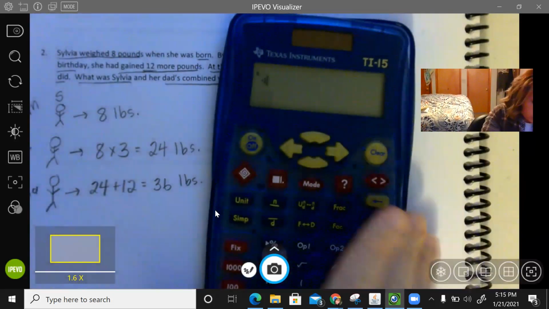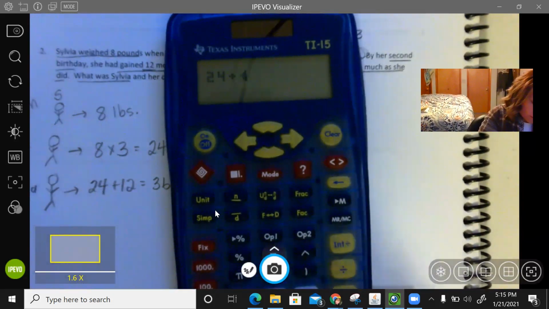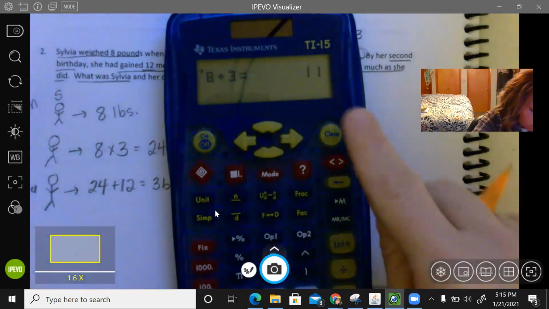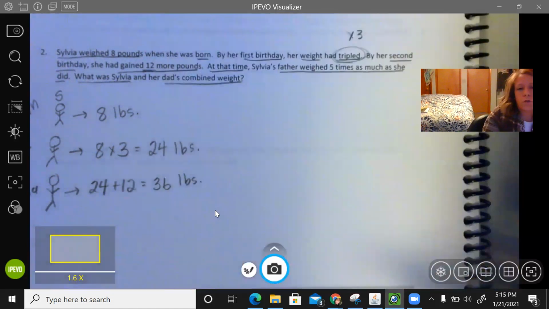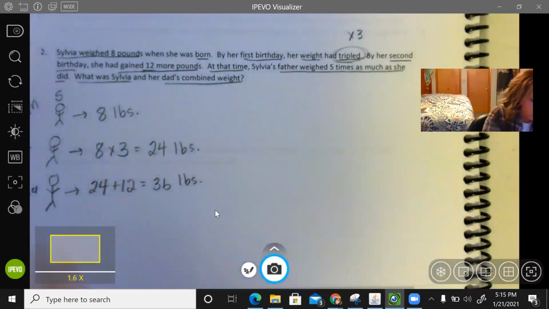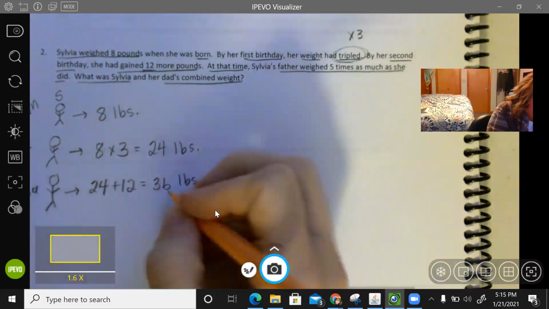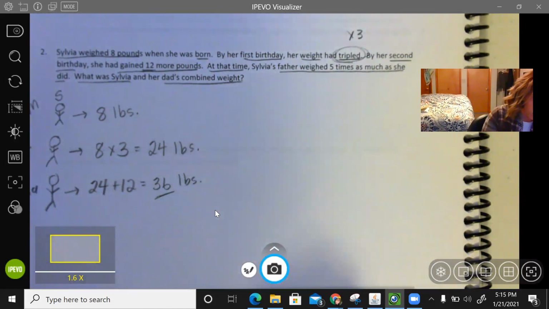It's been a long day, so I am going to double check just to make sure. Yep, 36. I'll check my math fact too. 8 times 3. Well, 8 times 3. 24. So far, so good. So when Sylvia was 2, she weighed 36 pounds.